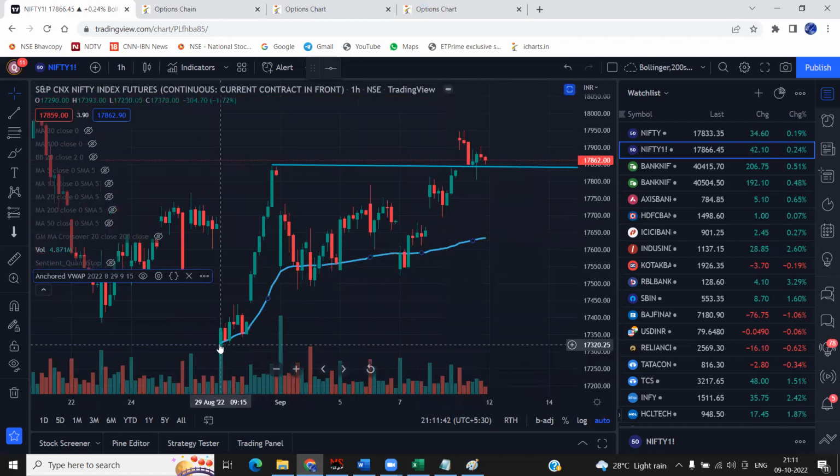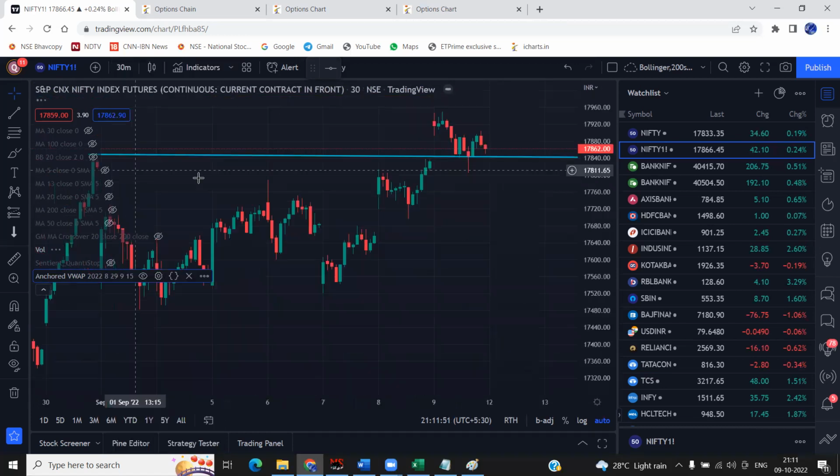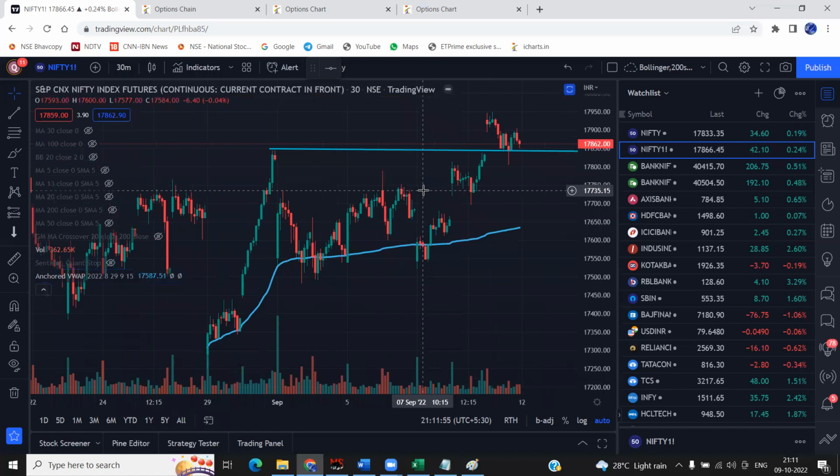It started from this place. Got it? Exactly comes to the gap area. It is coming to the gap area. Let's take the 30 SMA. Here it is. Whatever bit, this is the way you have to do it.